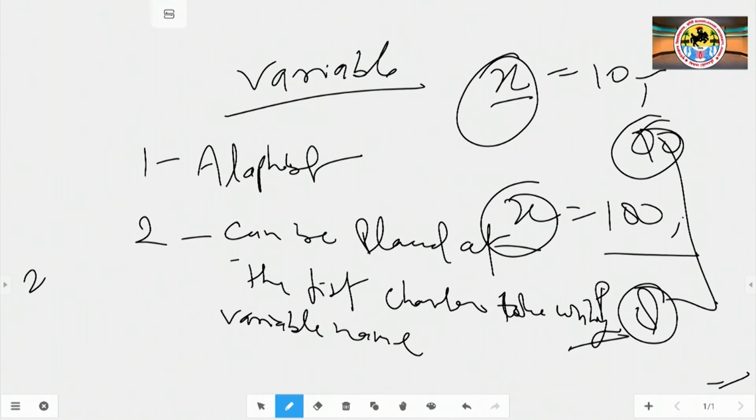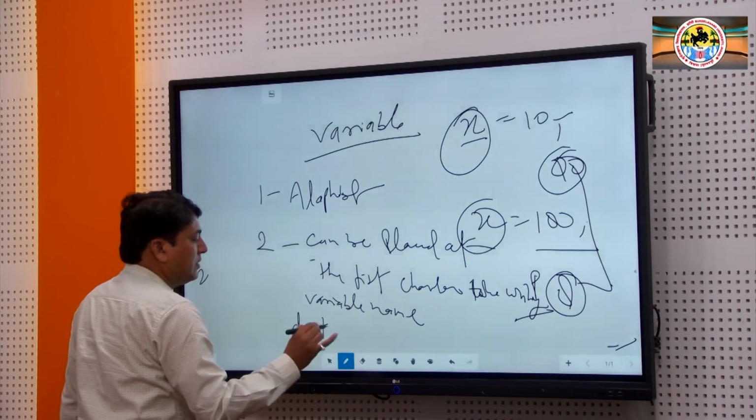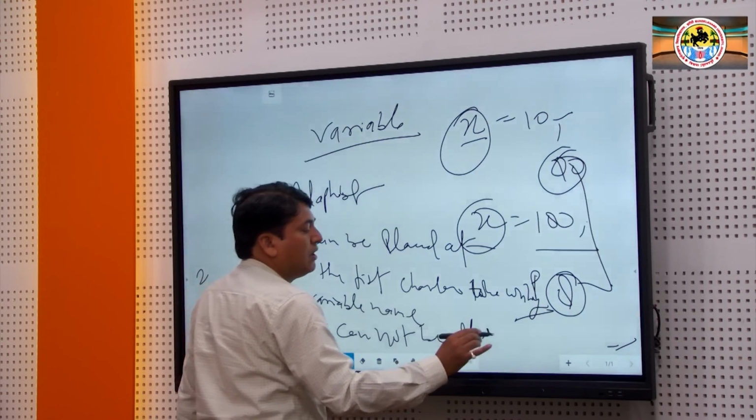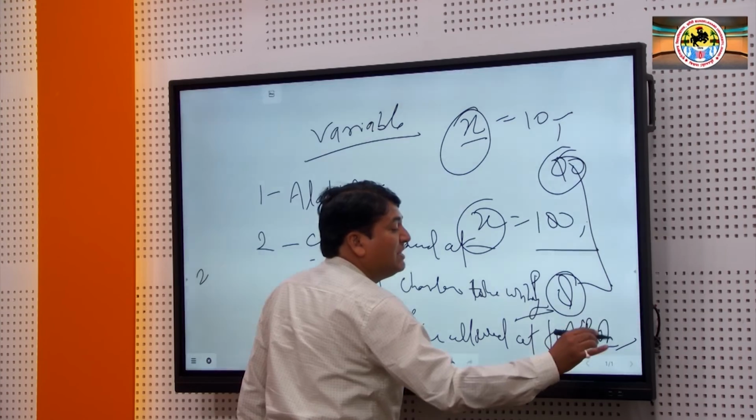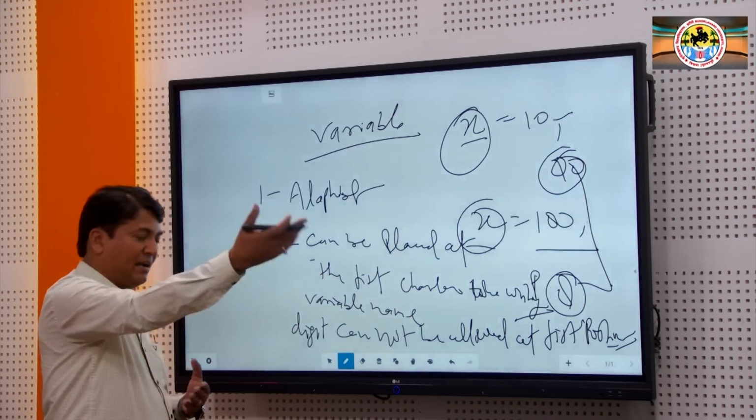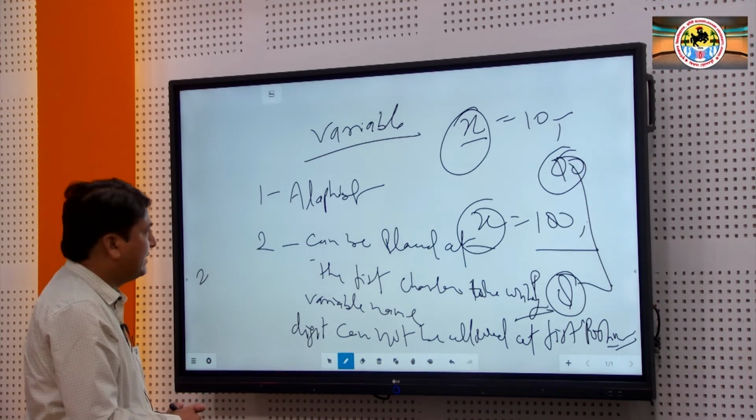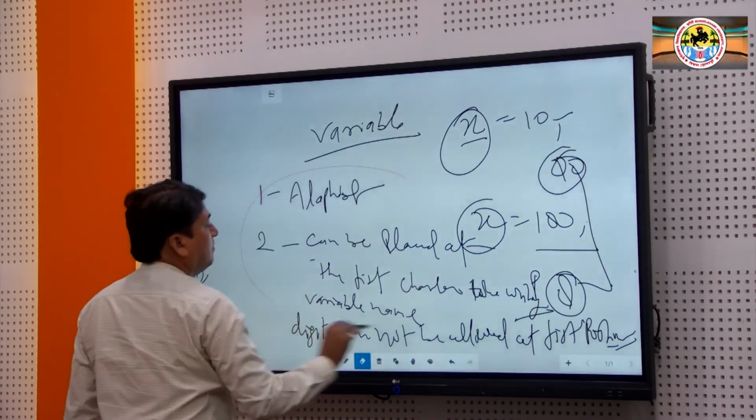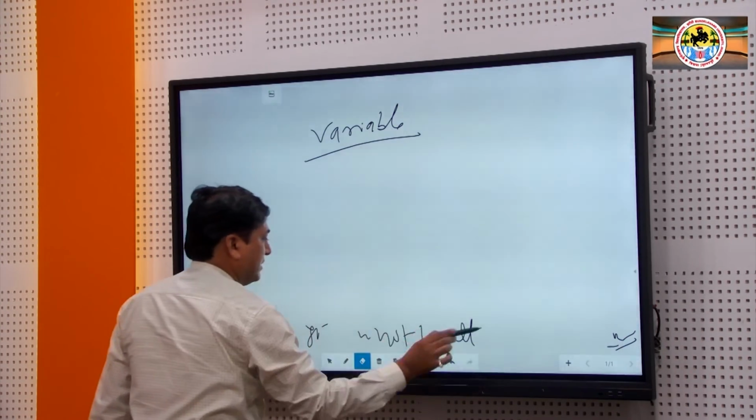No digit can be allowed at the first position. The first position means the first character of the variable name cannot be a digit, but later, in the middle and after the end of the word, we can write digits in the variable name. We will give some examples, then we will see what exactly variable names are.